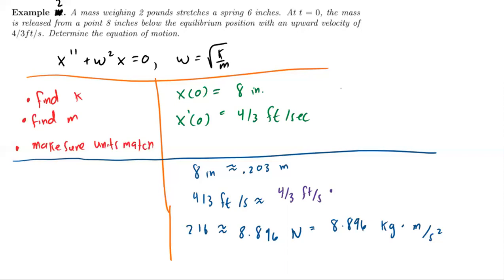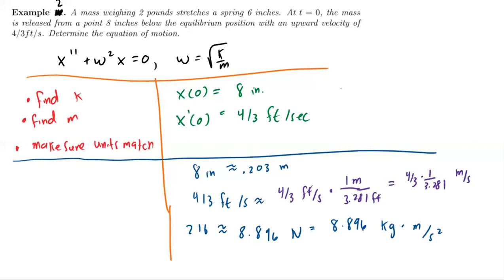So what I want is for the feet to cancel, and to have meters. So I'm going to multiply this by 1 like this. 1 meter is approximately 3.281 feet, so I'm going to write 3.281 feet here and 1 meter here. Notice, by definition, 1 meter over 3.281 feet is approximately 1. So think of this as just multiplying by 1. We're not changing anything, but the units cancel where we want them to cancel, and we're left with 4/3 times 1 over 3.281 meters per second.